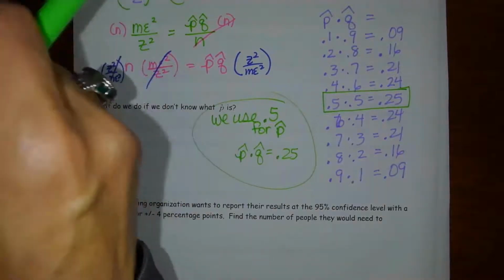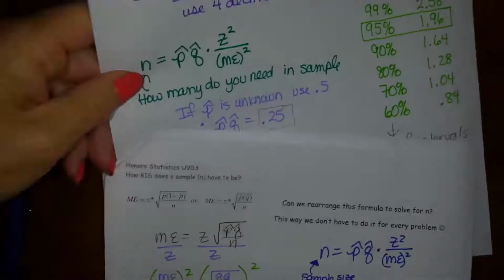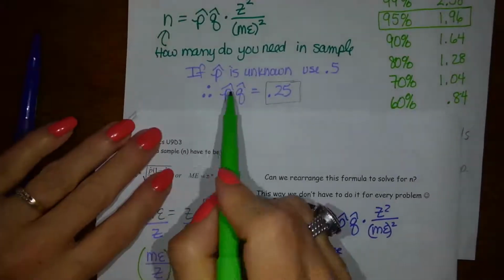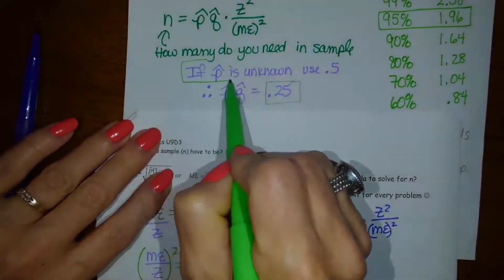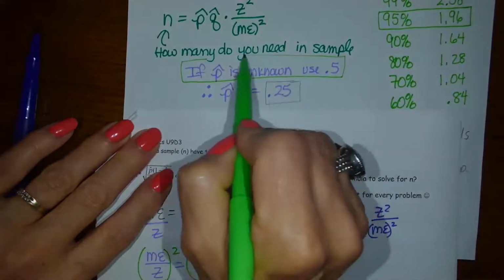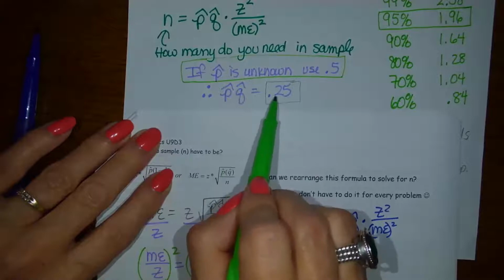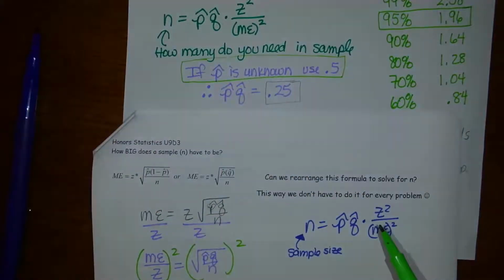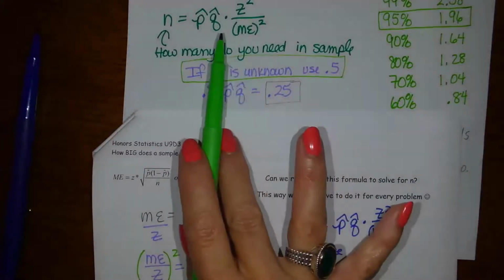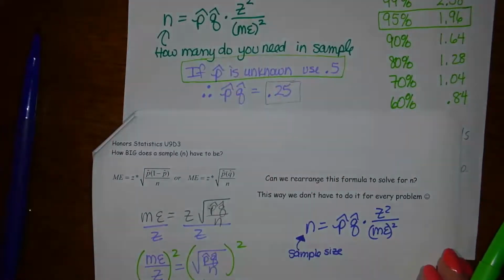So let's add this to your brain. If P hat is unknown, use 0.5. Therefore, P hat Q hat is 0.25. It's kind of nice to know that, and you don't have to type in so much, right? Again, this is if P hat is unknown.